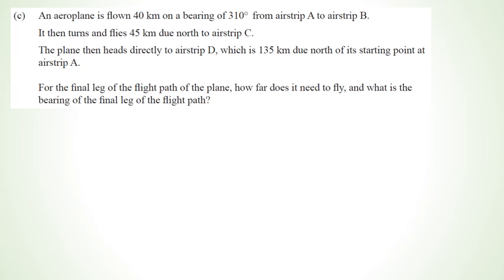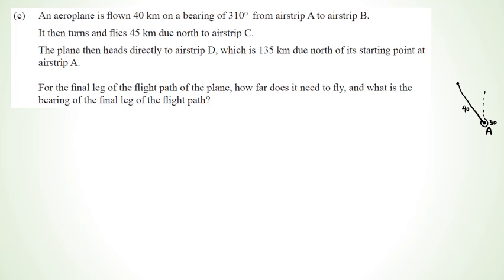Alright guys, the best way to do this question is to actually draw a diagram. Now I'm going to try and squeeze this entire question in this one little slide, but let's see how that works. So basically I've got airstrip A, and that's my bearing north at the moment. The plane is going on a bearing of 310 degrees and it goes for 40 kilometers. So that right there is 310 bearing, and we know that this is going to be 40.